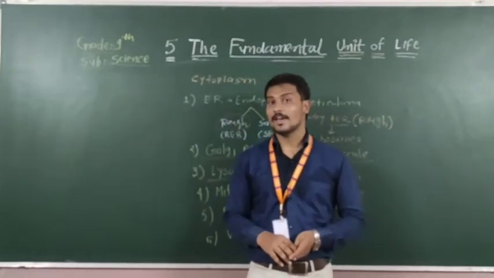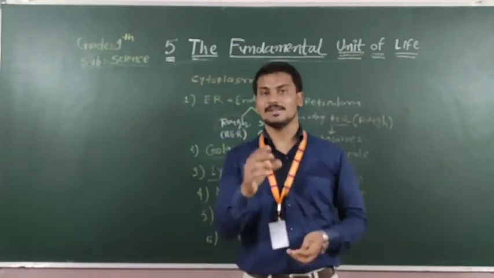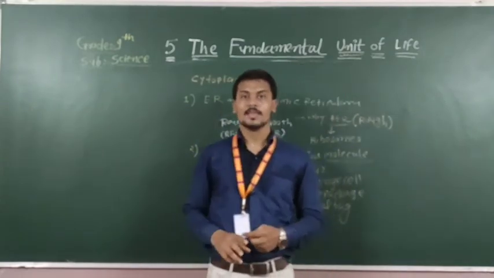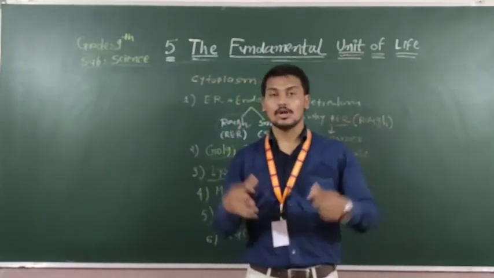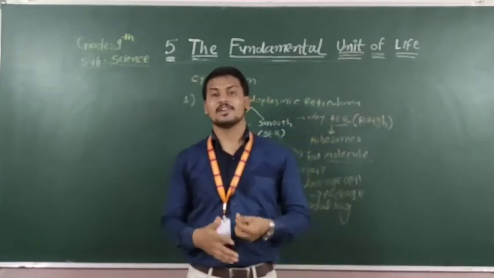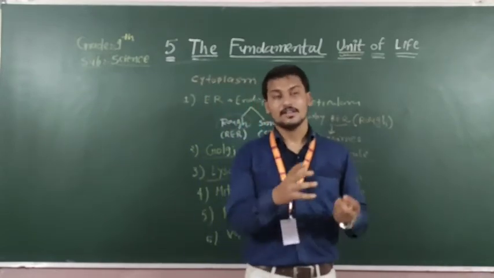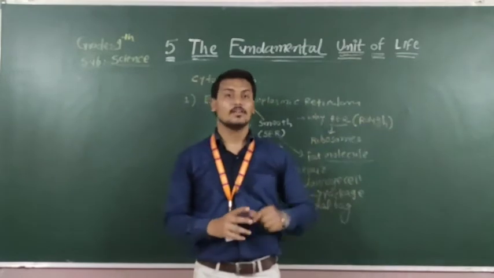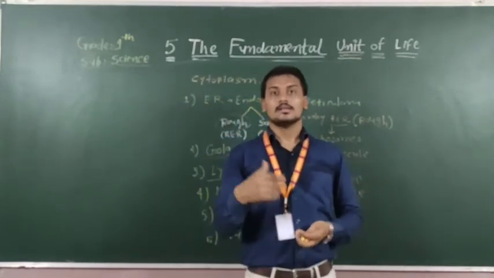Now we will move on to the vacuole, which can store all things. In an animal cell the vacuole is very small, whereas in a plant cell the vacuole is very big. It can store whatever required material, and whenever it is needed, we can take it from the vacuole. So the vacuole is like a storage part.